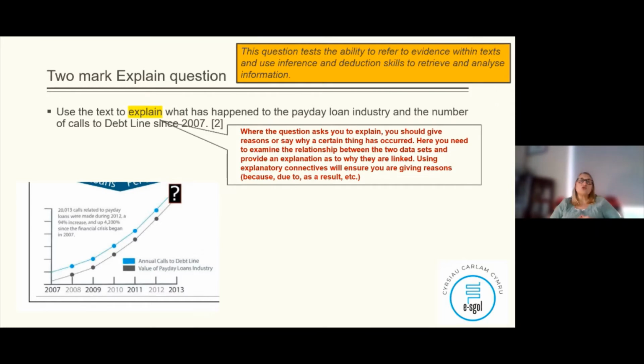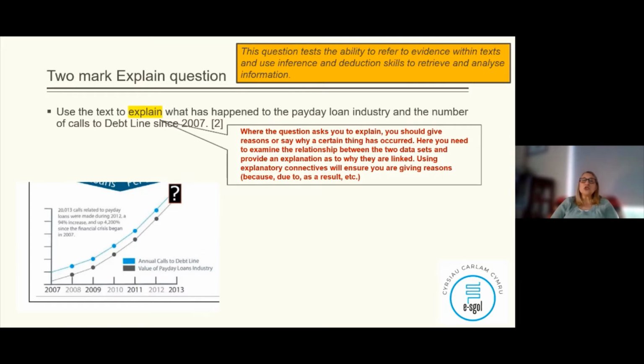Whereas the previous questions have asked you to find the information within the text, this one goes a little bit further because it wants you to give a reason for the answer you're giving. Where it asks you to explain, you need to give reasons. For this one, it says use the text to explain what has happened to the payday loan industry and the number of calls to debt line since 2007.